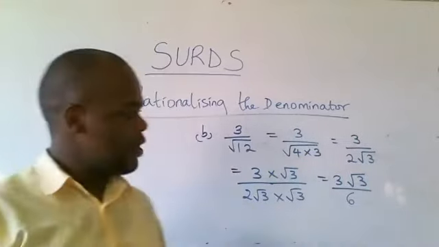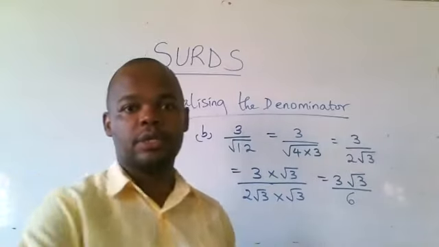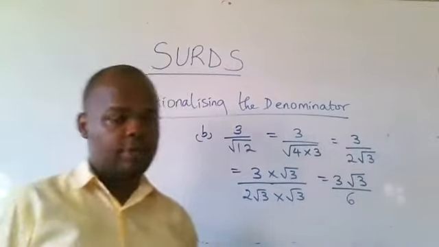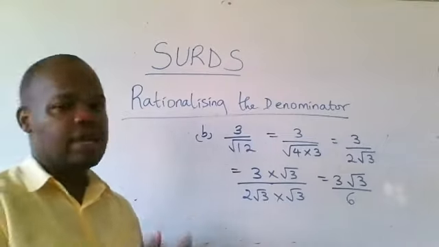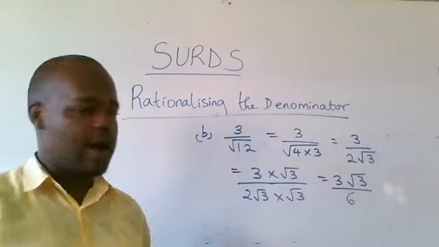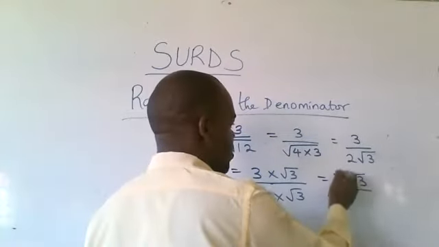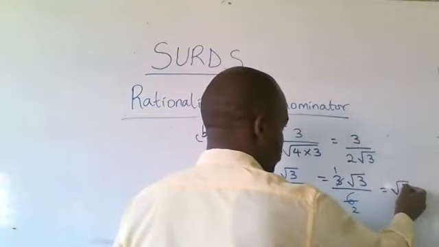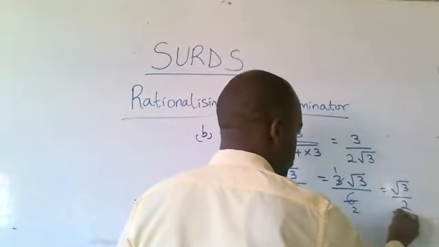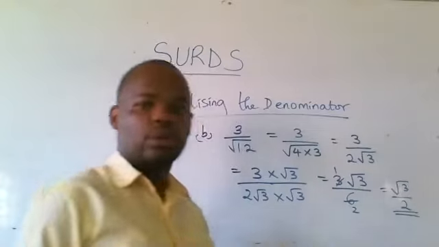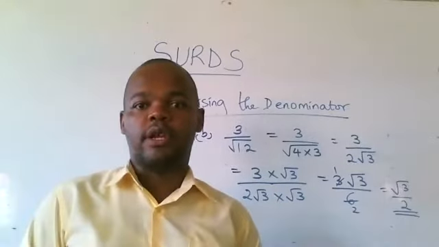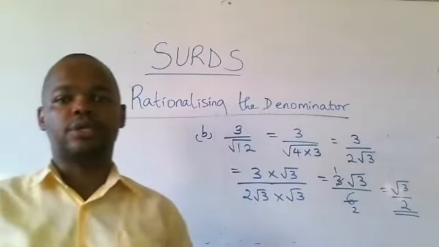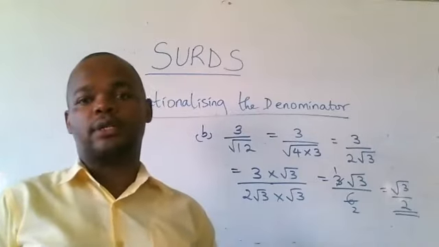Now, we cannot leave our answer like that. Take note that the 3 and the 6 we can simplify. By 3, 1; by 3, 2. And the answer is square root of 3 over 2. So let us pause a minute and ask ourselves whether we are getting the first two, the basic ones.